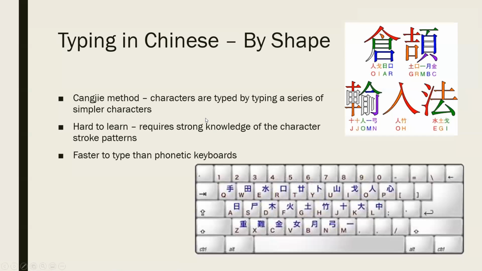Now there is another way that Chinese keyboards can be laid out, which is by shape. So the Cangjie method, where characters are typed by typing a series of simple characters. Each of the symbols on the Cangjie keyboard layout corresponds to a single component of a character. If you look at the symbol on the top left here, where you type the OIAR, we can see how typing these 4 component characters together results in the final larger character there. So you generate characters by building up the character layout in succession.